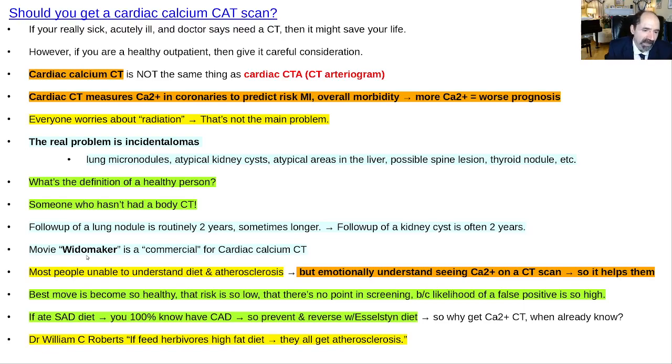And the reason I say that is, if you've eaten a sad diet when you were younger, as most of us have, you've got coronary artery atherosclerosis. You don't need to check a CT to know that. I guarantee it 100%. You've got coronary artery atherosclerosis. So what are you going to do?